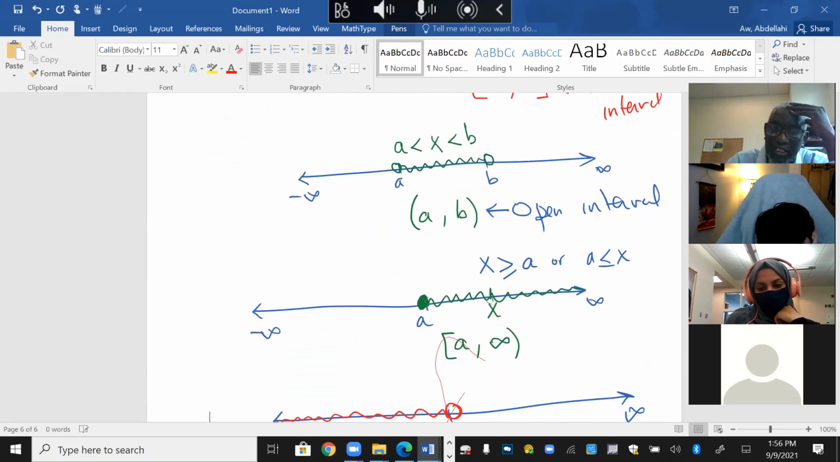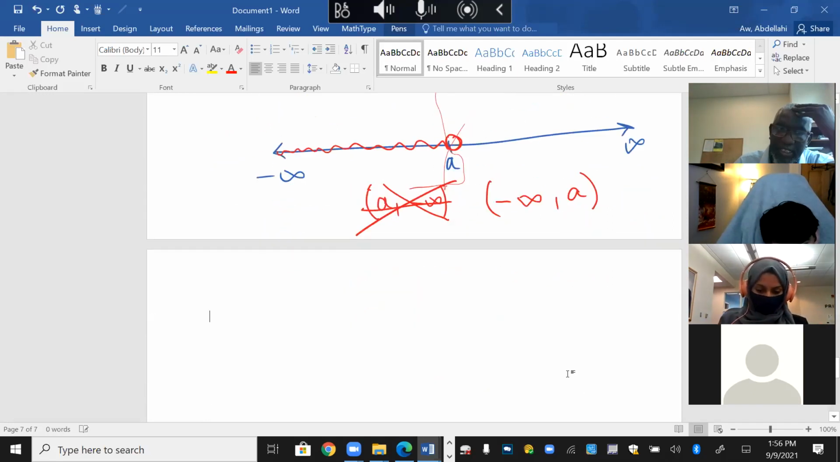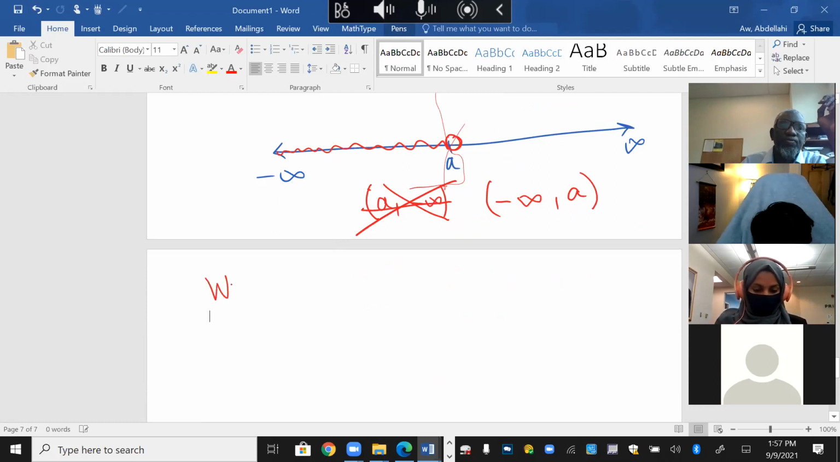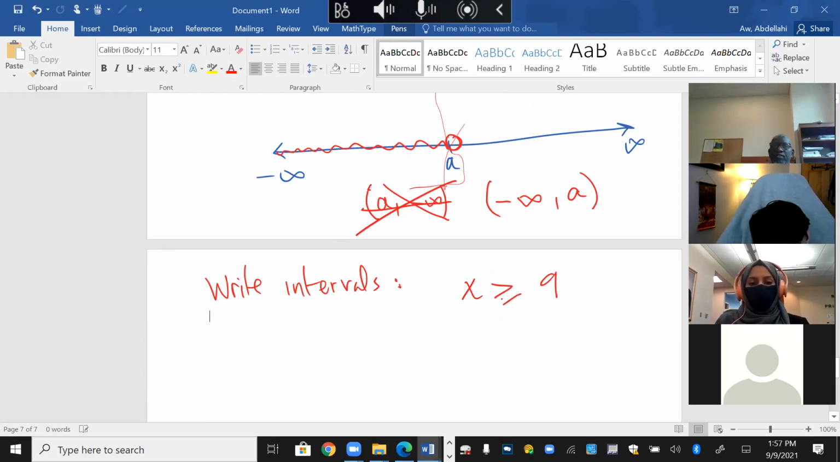It's very good to know the interval because when we solve inequalities, we'll have to write the interval notation. If I say x is greater than 9, what's going to be this interval, from what to what?